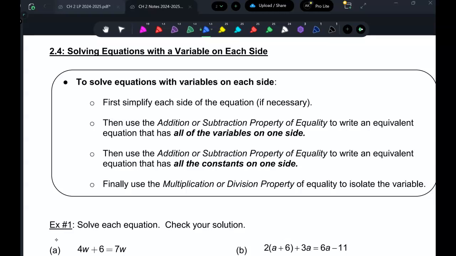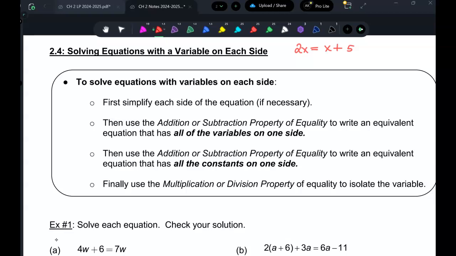2.4. Okay, so we started doing multi-step equations last week. We had 2 days for that. Now we're going to look at what happens when you have a variable on each side. So, for example, what page are we on? Page 10. So something like this, where you have a variable on the left side and the right side of an equation, okay? So our goal is still the same thing.